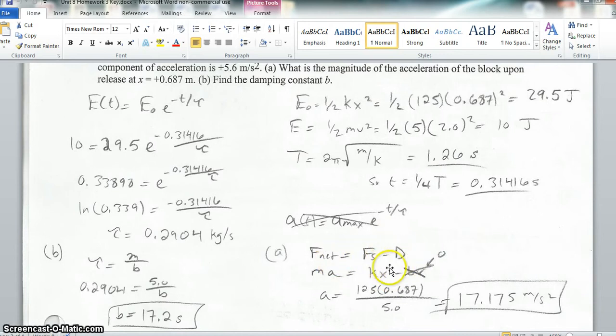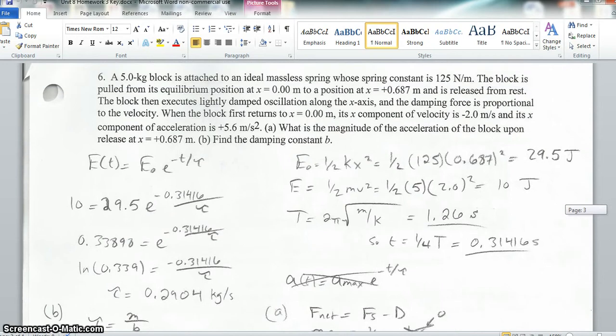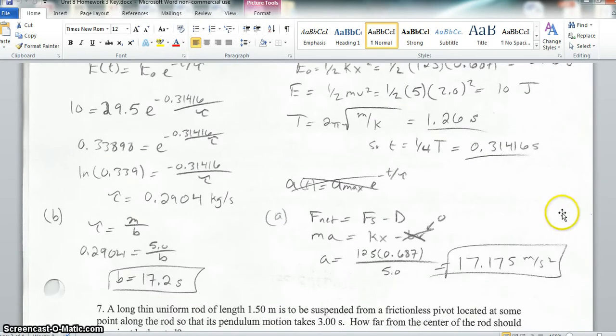But in this case, the drag force, which the problem tells us is proportional to the velocity, regardless of whether I think that is negative b times v or whatever, it does tell me in the question up here that it's proportional to the velocity. So because when it's first released, the velocity is 0, the drag force is going to be 0.